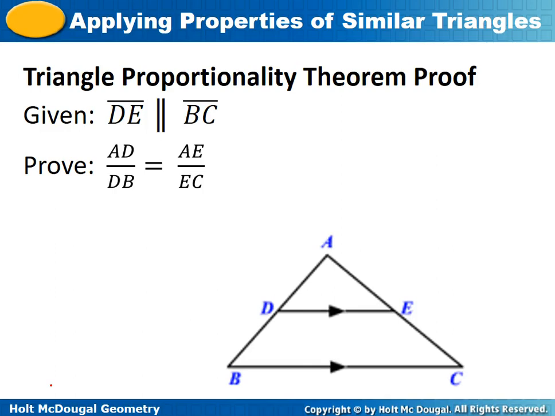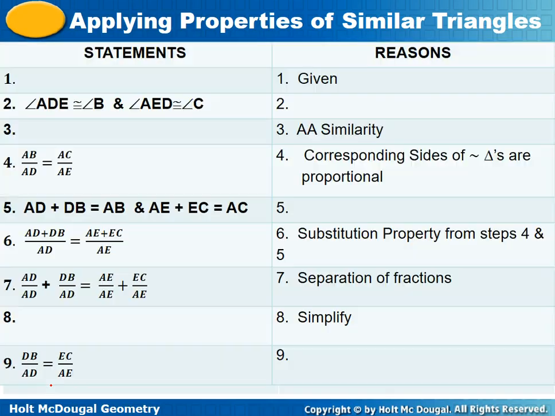Now we're going to talk about the theorem that proves that. We're given that DE is parallel to BC, and we're going to prove that AD over DB is equal to AE over EC. So first, the given piece of information is that DE is parallel to BC. Then let's look at this next piece: angles ADE and B, and AED and C are congruent.